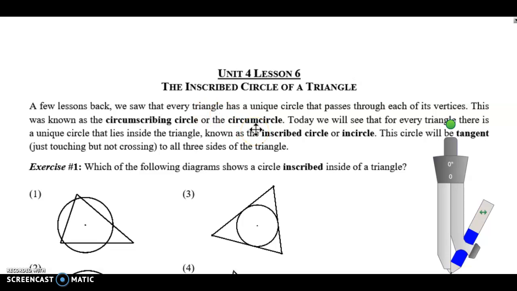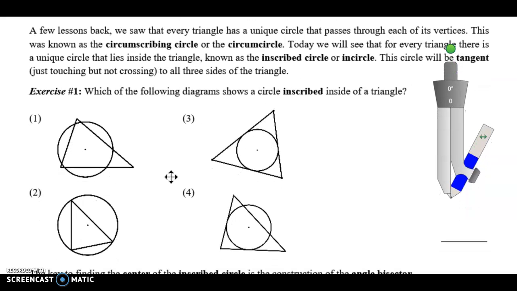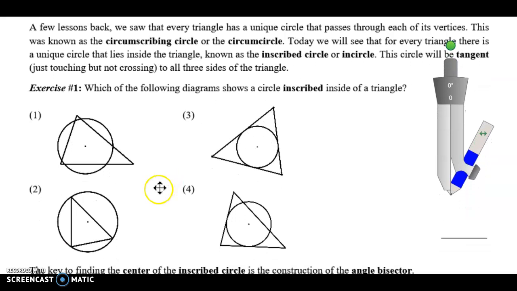This circle is tangent. Now the word tangent we're going to do when we do circles later on, but that means it just touches. It doesn't cross over, it just touches. The circle is tangent, just touching but not crossing, to all three sides of the triangle. So based on that definition, which of the following diagrams shows a circle inscribed inside of a triangle? Each side of the circle is sort of touching the side of the triangle. Hopefully you're looking at these and trying to see which circle is inscribed inside, and that would be choice 3.